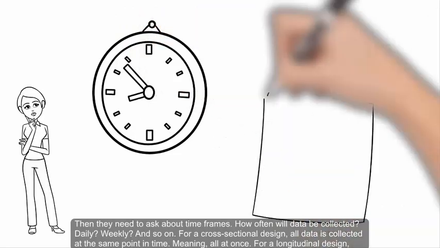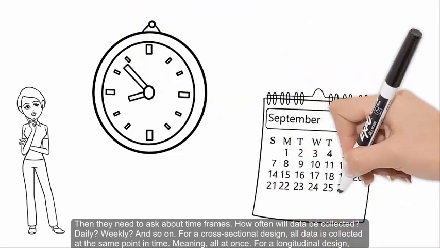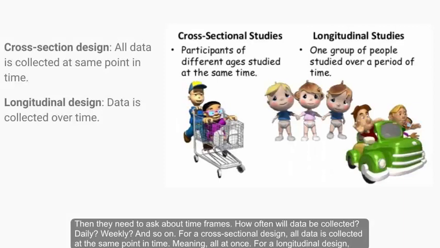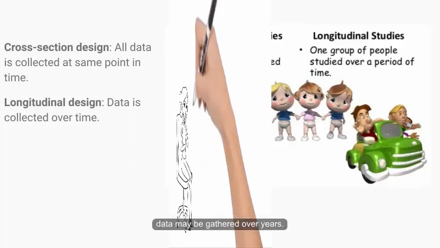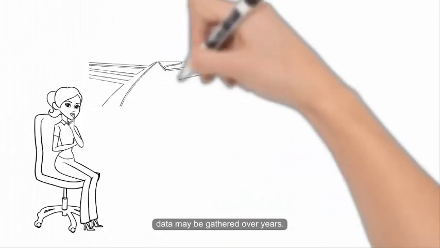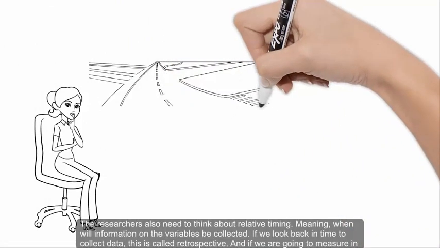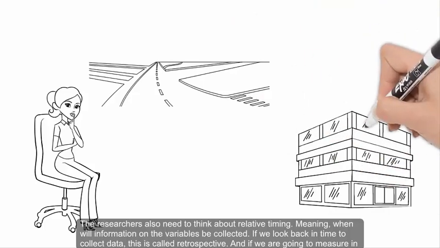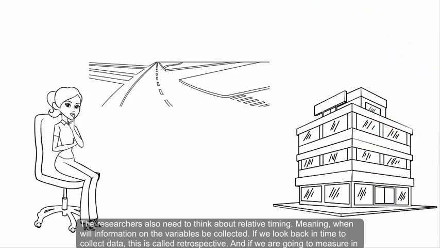Then, they need to ask about time frames. How often will data be collected? Daily, weekly, and so on. For a cross-sectional design, all data is collected at the same point in time, meaning all at once. For a longitudinal design, data may be gathered over years. The researchers also need to think about relative timing, meaning when will information on the variables be collected? If we look back in time to collect data, this is called retrospective. And if we are going to measure in the future, this is prospective.